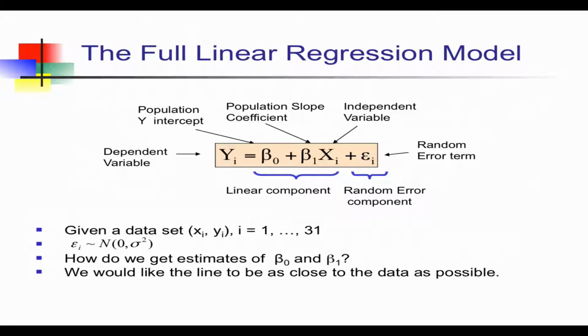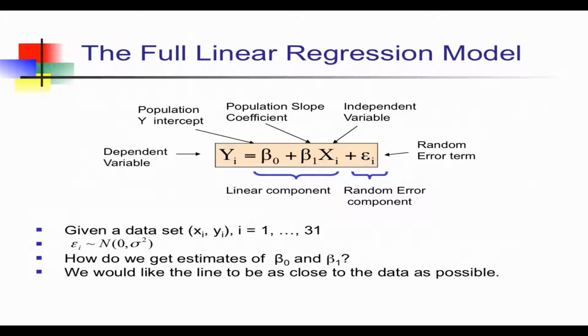The most important thing for regression is that you remember or understand the basic format of the full linear regression model. In this regression model, for each observation, the dependent variable, called yi here, is a linear component of beta 0 plus beta 1 times xi plus a random error term. So the expectation of y given x is beta 0 plus beta 1 times x.